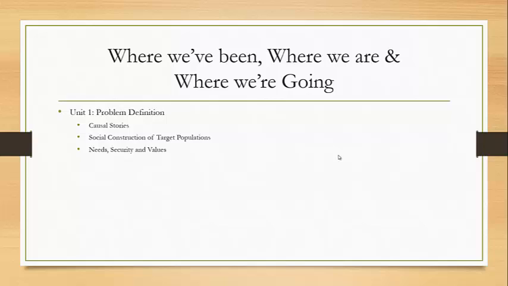So once we've actually figured out what the problem is, what is it that we're talking about, the next step is trying to figure out how we're going to solve that problem. And that is where this notion of a policy alternative comes in. So we're going to talk today about what policy alternatives are and where they come from. And then in the next lecture, we're going to talk about the ways that we assess policy alternatives.